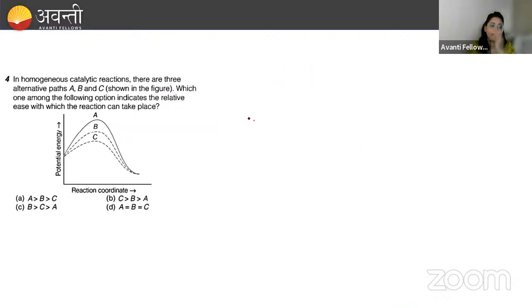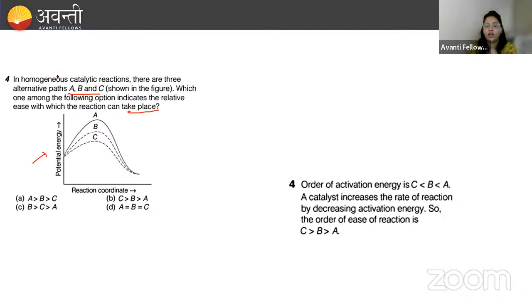Yeah, this is a very good problem actually. Homogeneous catalytic reaction. There are 3 alternative paths A, B, and C. So this is the reaction coordinate and potential energy. Which one among the following options indicates the relative ease with which the reaction can take place? So with the help of which reaction coordinate, the homogeneous catalytic reaction, 3 alternative paths were given. Okay, so the order of activation energy is given here, this is the order of activation energy A, B, C.